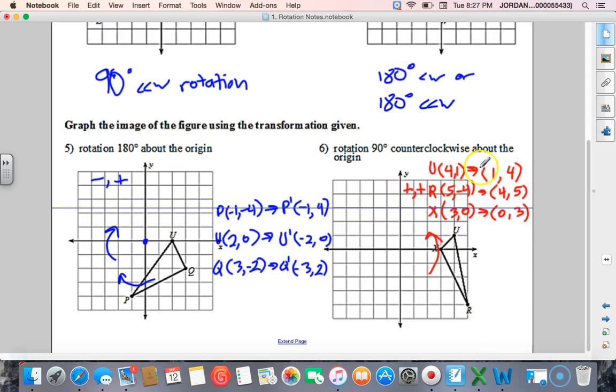I don't have a lot of space in here, but this one is U prime. This one would be R prime. And then this one is, sorry, I started to put Q. This one is X prime.